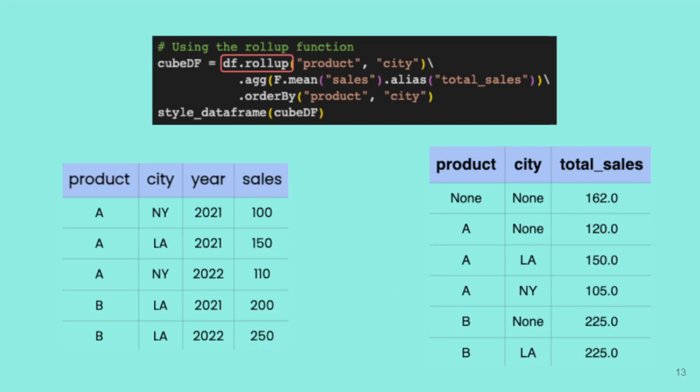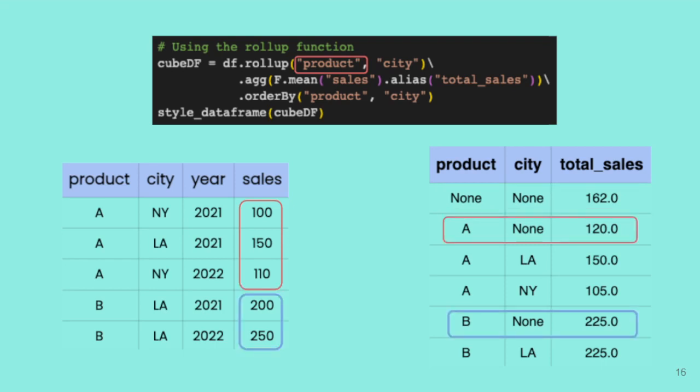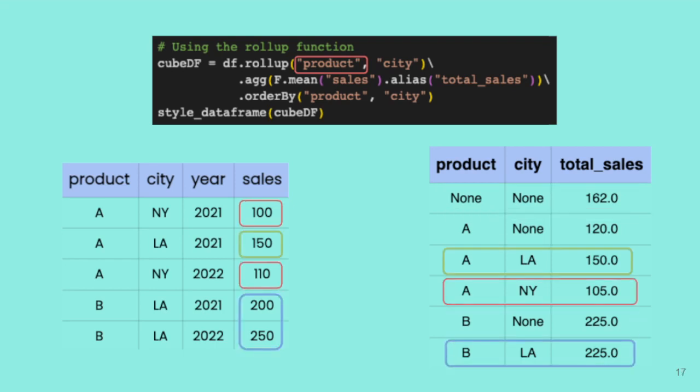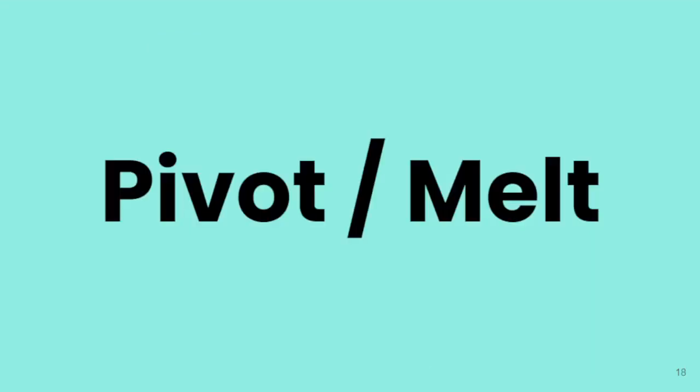The rollup function is in the middle between cube, which gives you all possible groupings, and group by, which gives you only groups from the smallest level of granularity. It will give you all levels of granularity only for the rightmost column in the array, in this case the product column. So you get the mean for all products, for every product across all cities, and for every product plus city combination, but not for each city across all products.